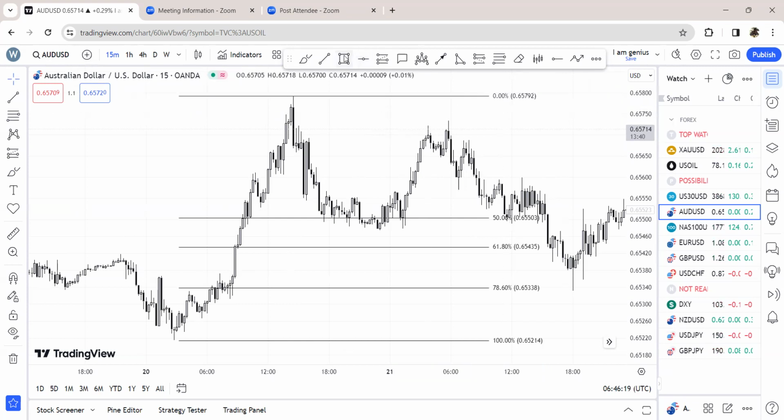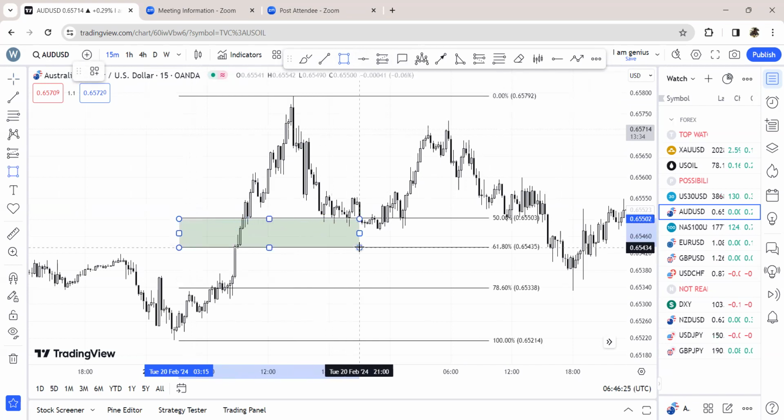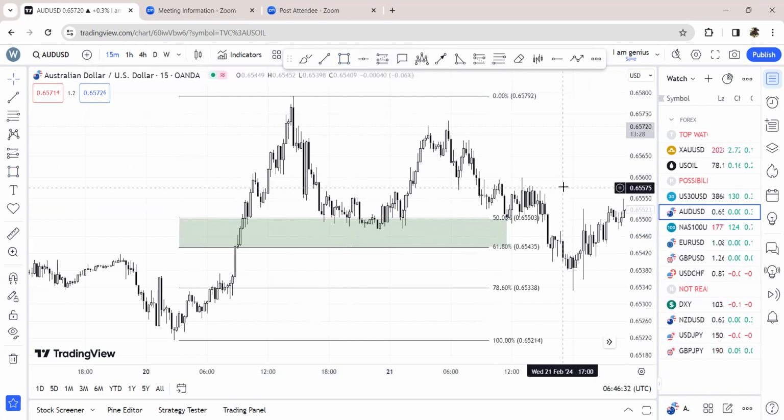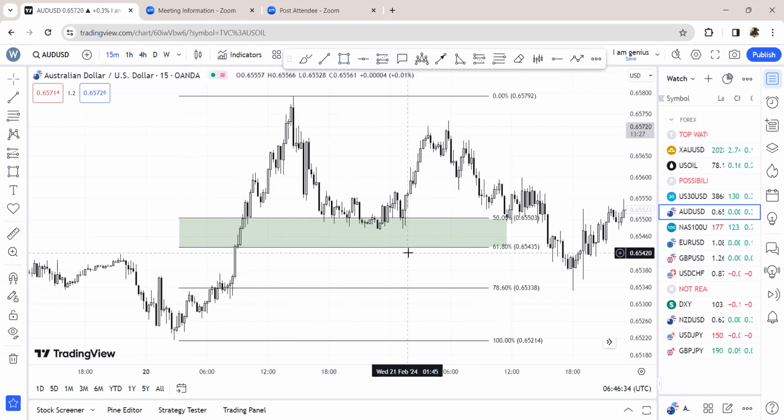So then this becomes our entry zone, this level here. Whenever the market comes back to this area, we'll be looking for buys. But then remember, we're not trading this in isolation. We're using other confluences as well to help give more reasons as to why we should enter the trade.